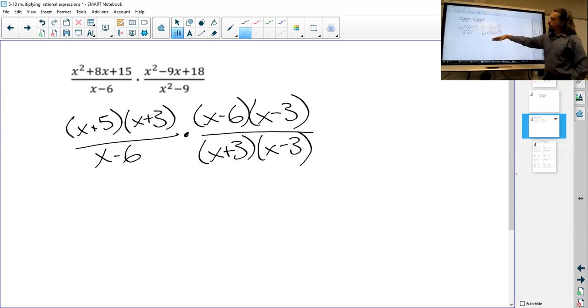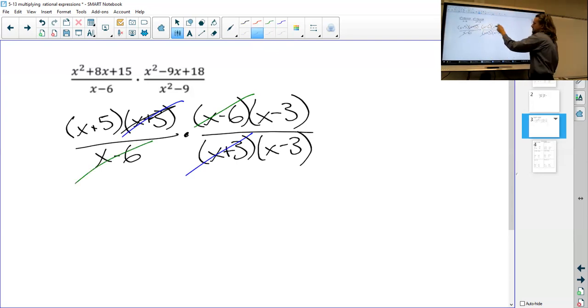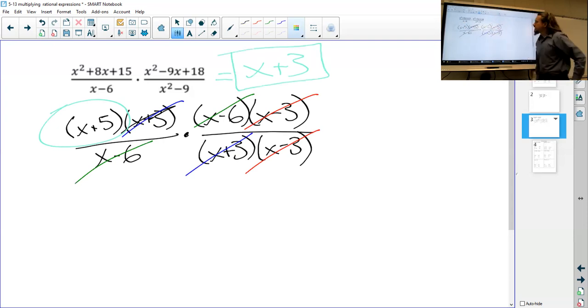Now I just look and see what do my numerator and denominator have in common. Well, I see an x plus 3, so I can cancel those out. I see an x minus 6, so those will cancel out. And then we have an x minus 3. So all that's left over is, let's go back to that nice teal color, this x plus 3. So our whole answer simplifies to just x plus 3. There's nothing left in the denominator. It's not even a fraction anymore.